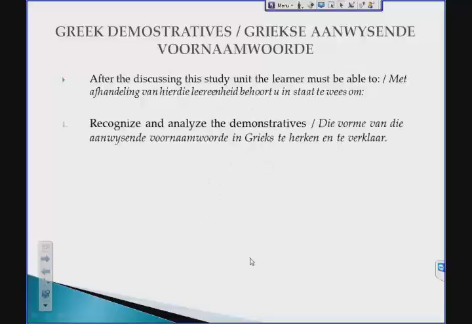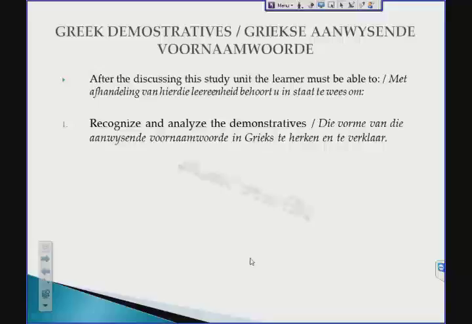Number 1, you must recognize and analyze demonstratives. That is basically what we have to do. That is something that we must achieve. You must be able to recognize, to look, and say, yes, I know this is a demonstrative. And then secondly, you must be able to analyze, or what I call parsing. I will tell you how to parse or how to analyze a demonstrative.